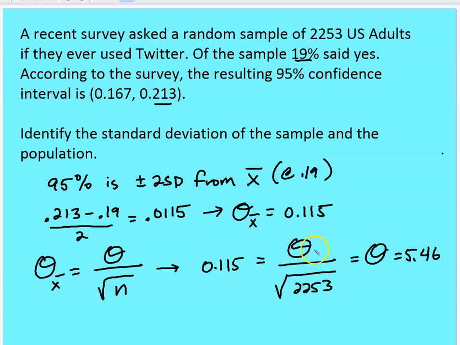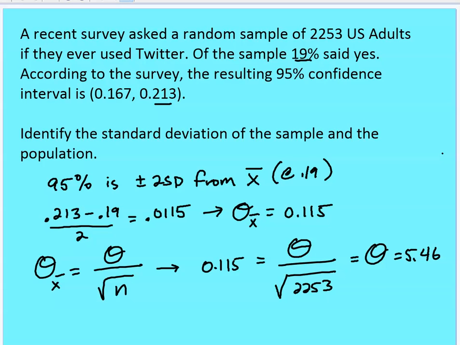Now by solving for the population standard deviation, here I have 0.115 is equal to the population standard deviation divided by the square root of the sample size, which is 2,253, and I end up with a standard deviation of 5.46. So I'm backing out that value.